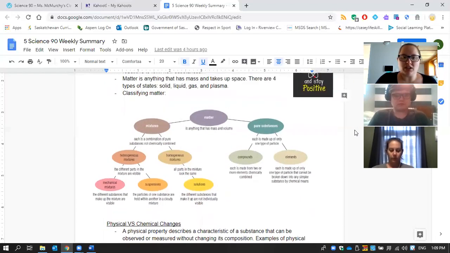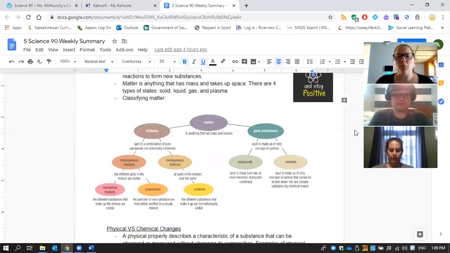Okay, and then we talked about classifying matter. I'm hoping we should have talked about at least most of this in elementary school. Whether or not you remembered that, though, is another question. But if not, hopefully this is a good recap of that. So when we're looking at classifying matter, we can put it into two big groups. You can classify it as mixtures, or you can classify it as pure substances.